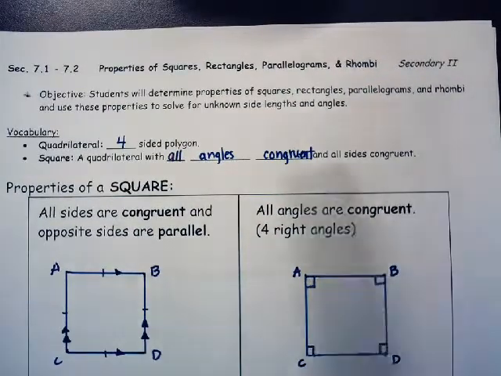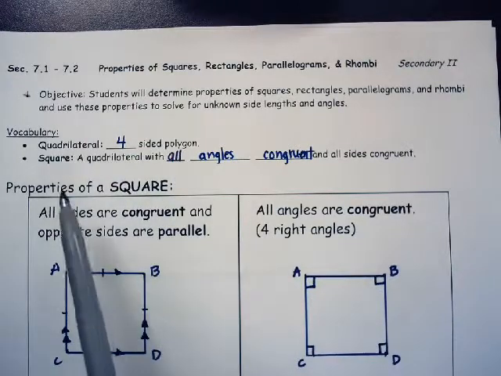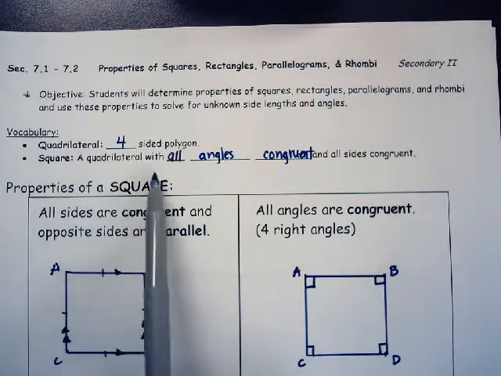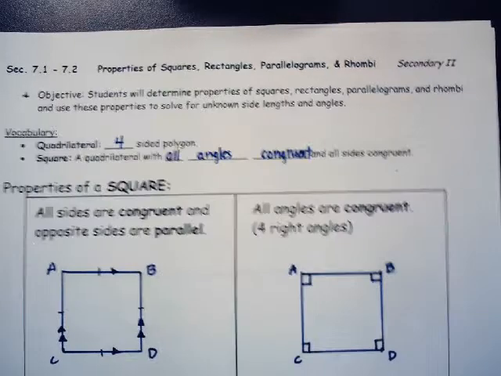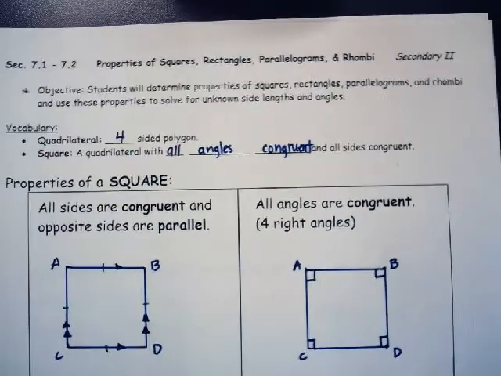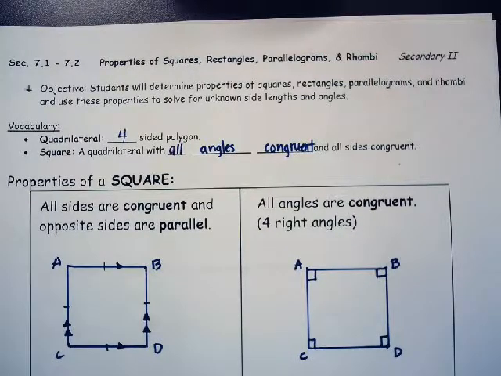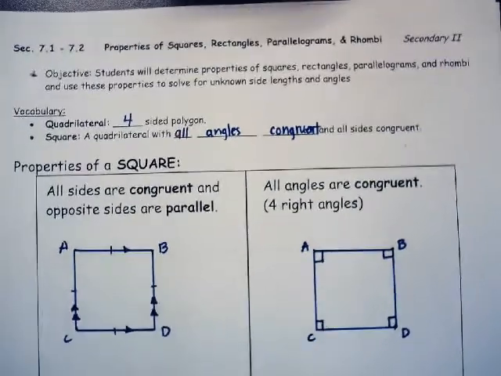So a quadrilateral is a four-sided polygon. We already talked about that. Square: a quadrilateral with all angles congruent and all sides congruent. So these are some specialized. A rhombus only had opposite angles congruent. And a rectangle had all angles congruent, but the sides weren't all congruent. So those were kind of the differences.